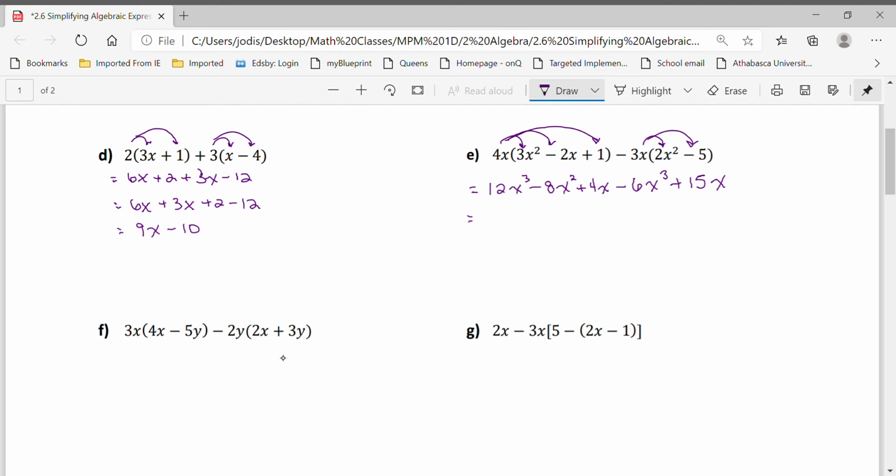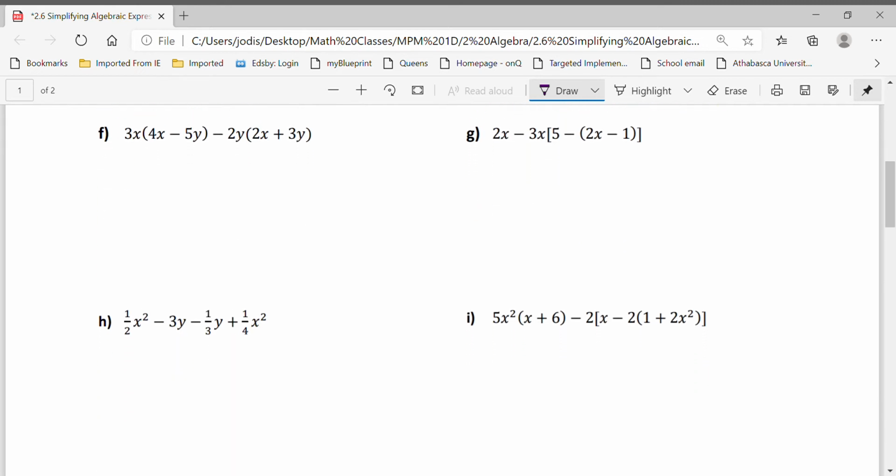Okay, so collect our like terms. So we've got x cubes. We're going to do those first. So 12x cubed and -6x cubed. And then an x squared, we have one of them. And then we've got some x's. So plus 4x plus 15x. Alright, so now let's do the like terms. So 12 minus 6 is 6x cubed. And there's only one 8x squared, so we just leave it. And then we've got 4x plus 15 is 19x. Okay, and it's in the correct order.